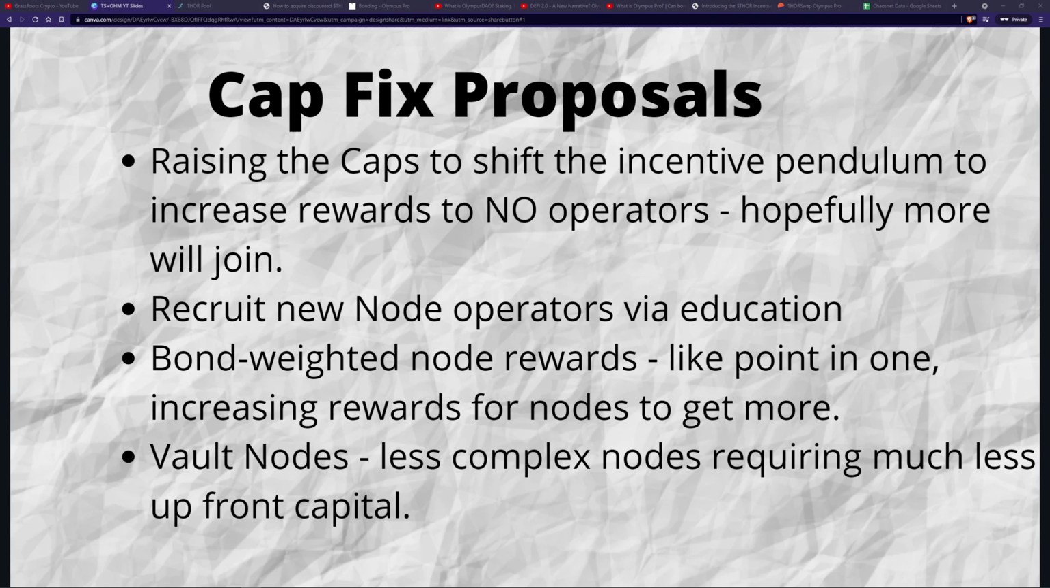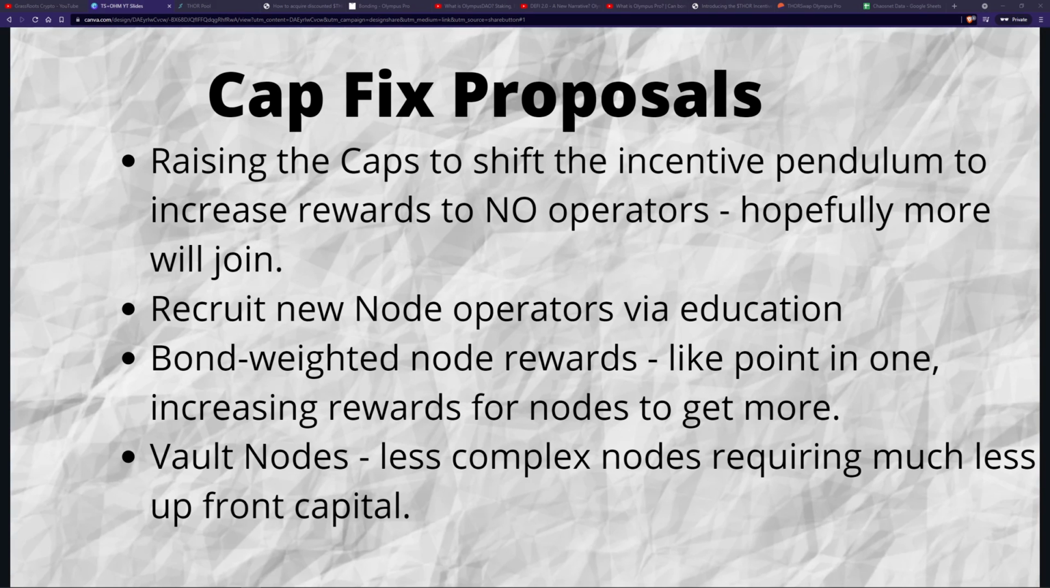Then there would be increasing the reward based on bond. At the moment, it doesn't matter how much a node operator bonds in, their rewards are the same. So potentially the more they bond in, the more reward they would get. And then lastly would be the vault nodes, which are obviously less complex nodes and require much less upfront capital.